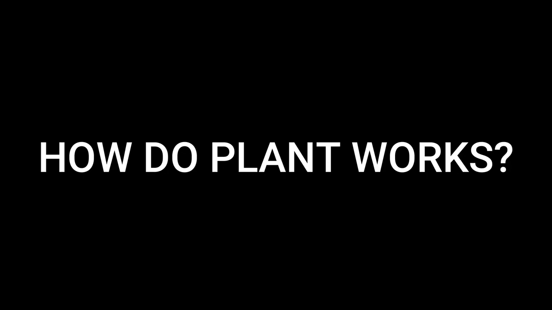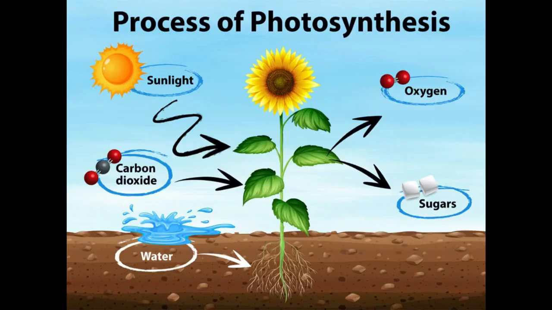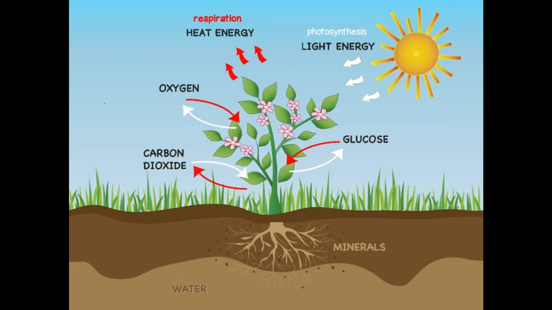How do plants work? Using carbon dioxide, water, nutrients and energy from sunlight, the chlorophyll makes the food that the plants need. The roots hold plants in place and they absorb water and minerals that plants need to grow. The stem supports the plant and carries the water and minerals from the roots to other parts of the plant.